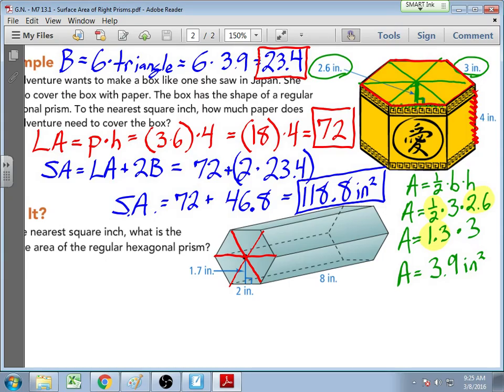Anybody having issues with the hexagon? Yeah. So half of 2 would be 1, right? So then what's 1 times 1.7? Just 1.7. So then that's the area of one of the triangles, but just like we did up here, we then have to do 6 times the triangle area because I have 6 of them because it's a hexagon. So you got to take that and multiply by 6 to get your big B. And then we can work it from there. And guys, this is going to be really important when we get to volume, so please make sure you know what you're doing.